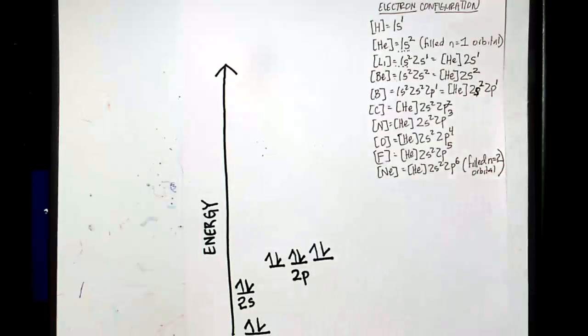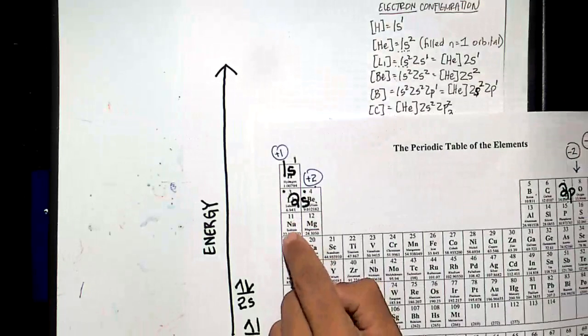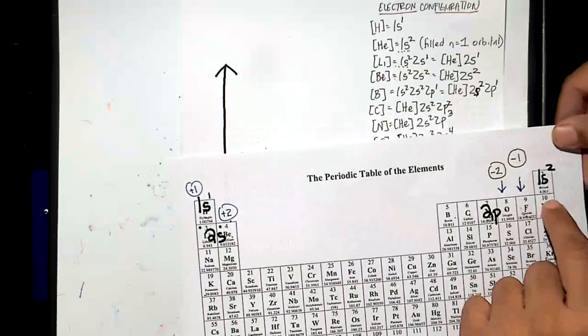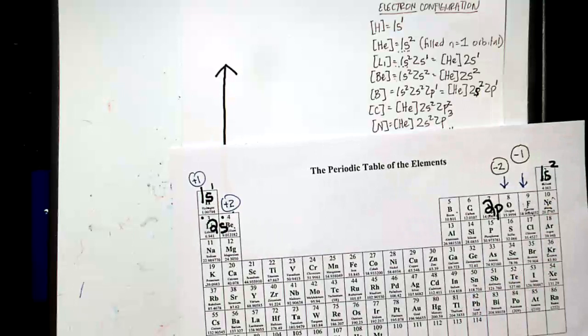So we filled the n equals 2 shell for neon. Well, let's go on. Sodium. How many electrons in sodium? Where will that 11th electron go? We know 10 of them will go like this.